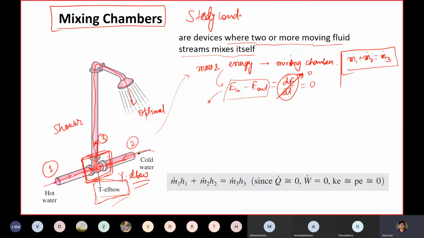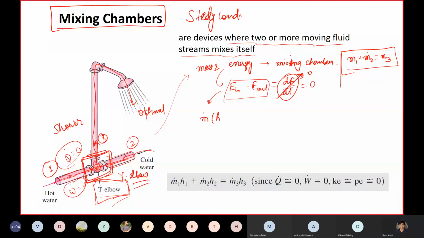So what is my E in? Again, we assume that things are insulated, your pipes are insulated, so heat interaction is 0, and work interaction is also 0. There is no additional work happening here. Obviously flow work is happening here, so that is why enthalpy will come. So what was my equation? E in is nothing but m dot theta, and what is my theta?